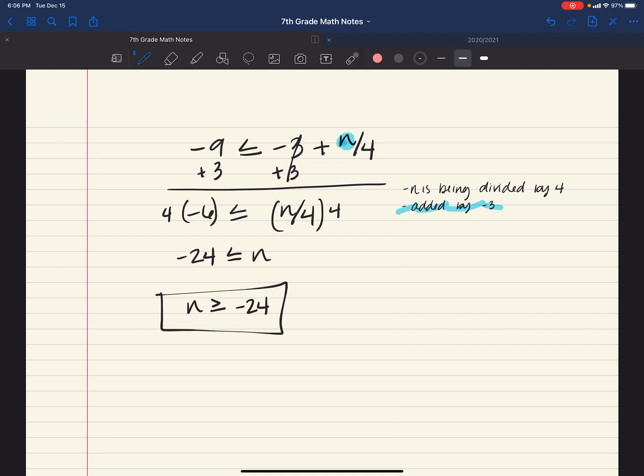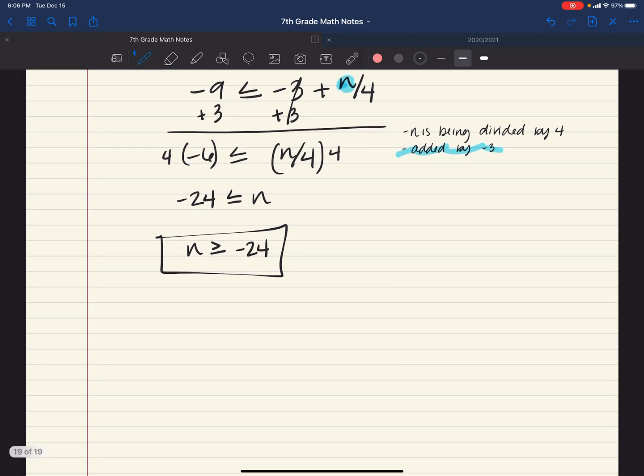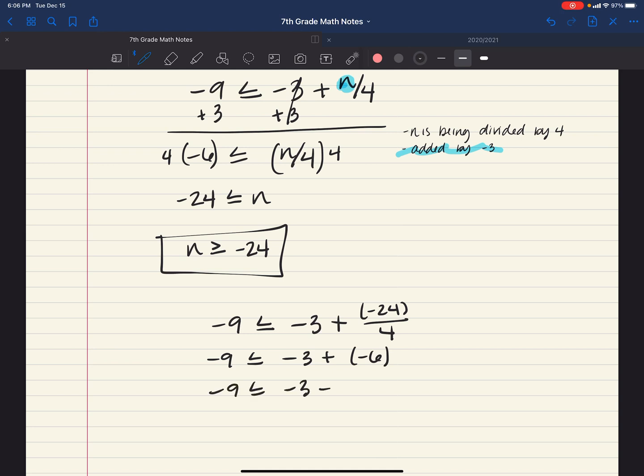To check it, we're going to substitute it back in to the original inequality just to make sure that we're right. So -9 is less than or equal to -3 plus -24 divided by 4. Let's simplify. -24 divided by 4 is -6. We would write that as -3 minus 6, because a positive times a negative is negative. So -3 minus 6 is -9.